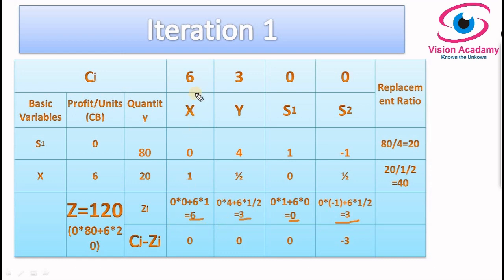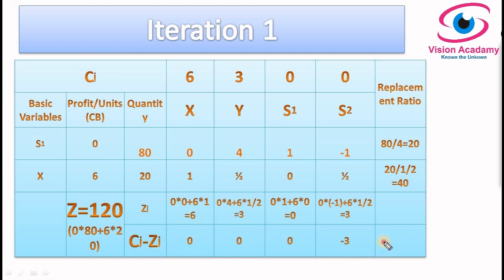Now we can subtract the cj value by the zj value. 6 minus 6, the value becomes 0. 3 minus 3, the value becomes 0. 0 minus 0, 0. 0 minus 3, which will become negative, that is minus 3. This way we also obtained the cj minus zj value. And here it is time to check the optimality condition in this problem.